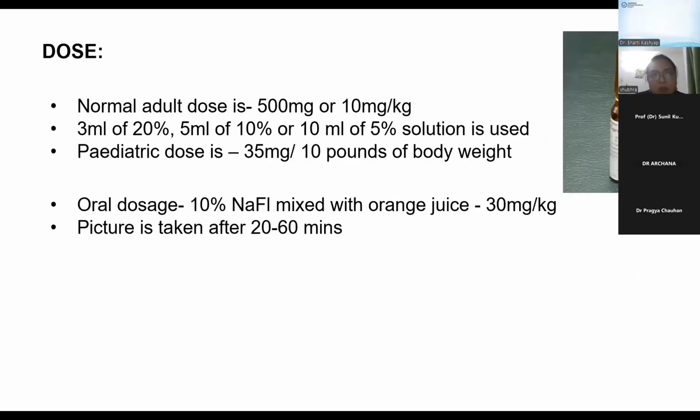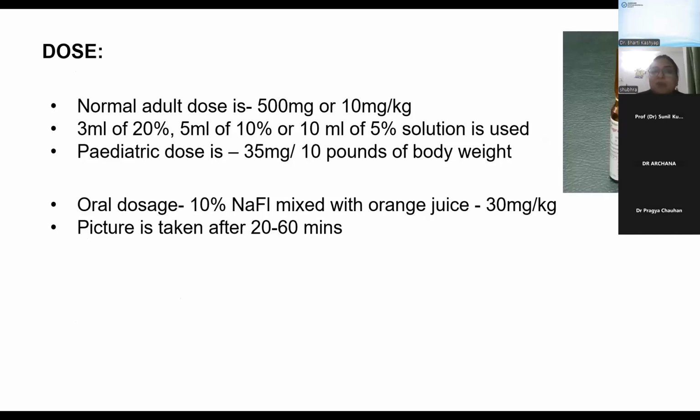So the normal adult dose is 10 milligrams per kg. The ampule that we have is either a 3 ml ampule of 20% dye, a 5 ml ampule of 10% dye, or a 10 ml ampule of 5% solution. The pediatric dose that we use is 35 milligrams per 10 pounds of body weight.